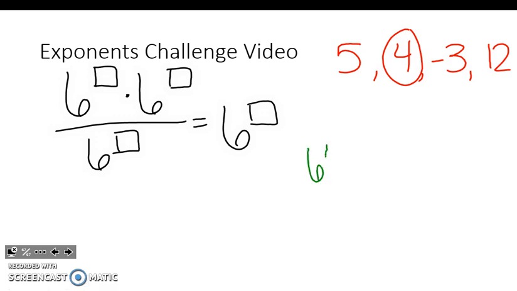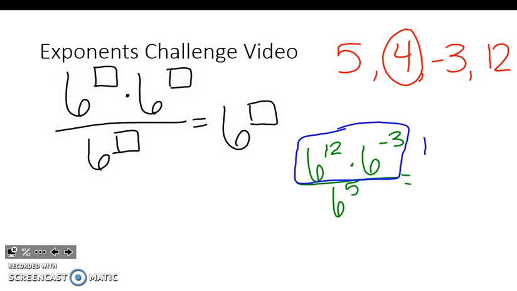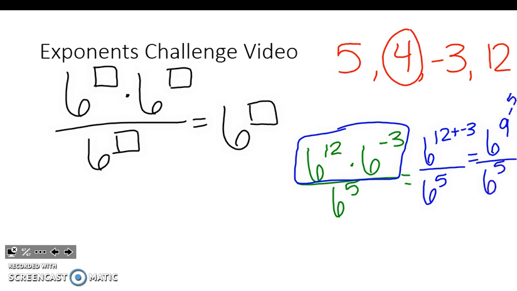So let's do 6, 12, let's do negative 3 because I think I need to get that number smaller on the top. So let's do 5 on the bottom. So I would need to combine 6, 12 plus a negative 3 would get me 6 to the 9th. And then 6 to the 9th minus 5 would get me 6 to the 4th, which was what my final answer would need to be. So 12, negative 3, 5, and the answer being 6 to the 4th would also work.